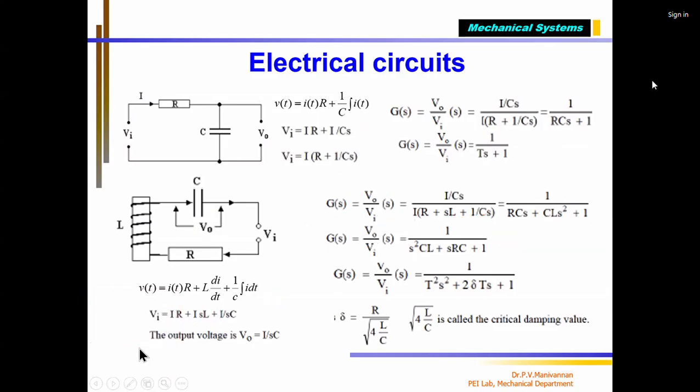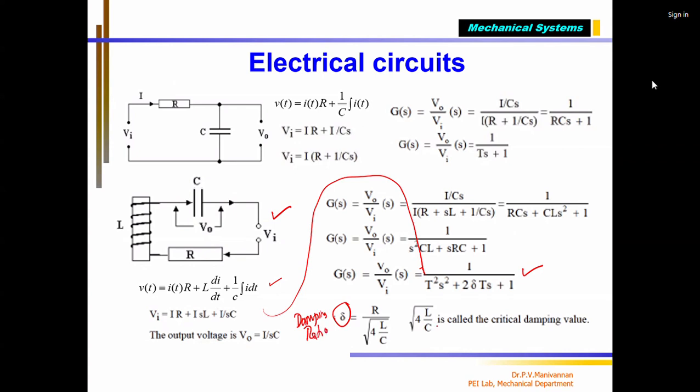Please note the equations and derivations, because in the exam you may be expected to show the circuit diagram, the RLC circuit, derive the time domain equation, and find out the final transfer function. That means all the steps you have to show, step by step. Then find out delta, which is called the damping ratio. Note down, this is called the damping ratio of the RLC circuit.